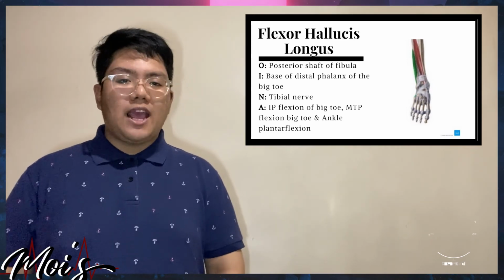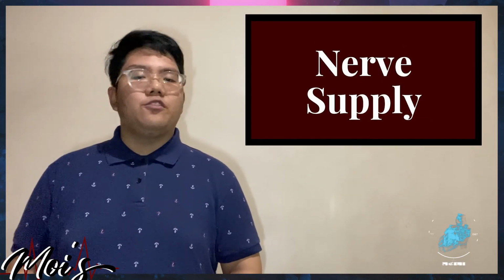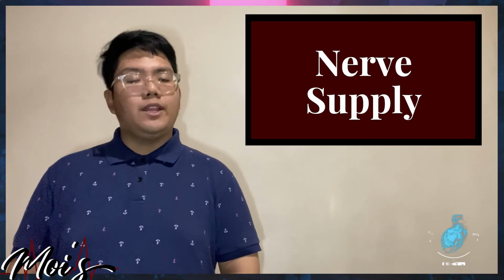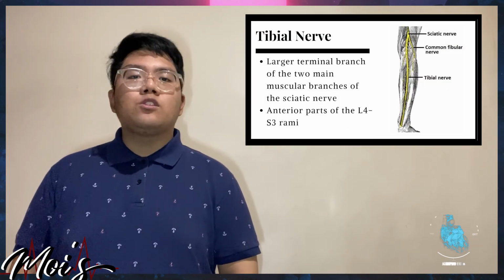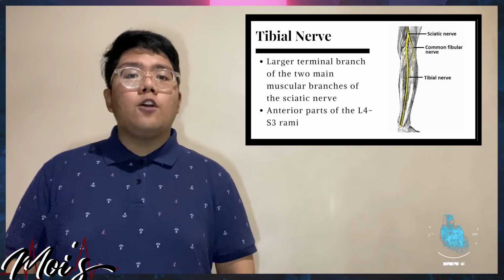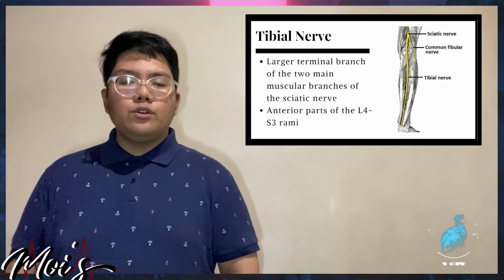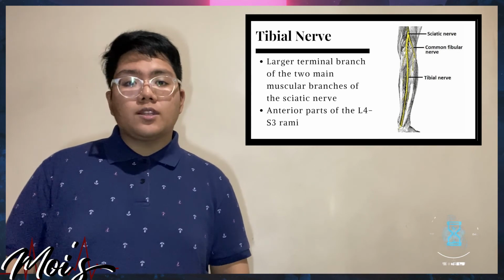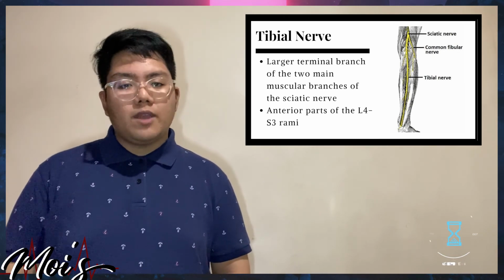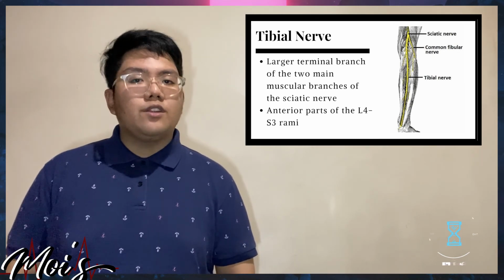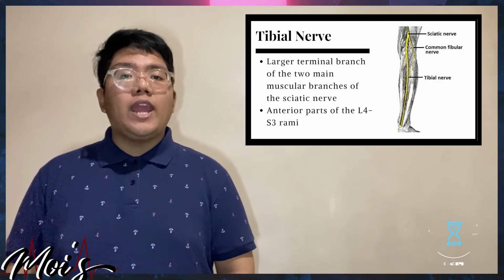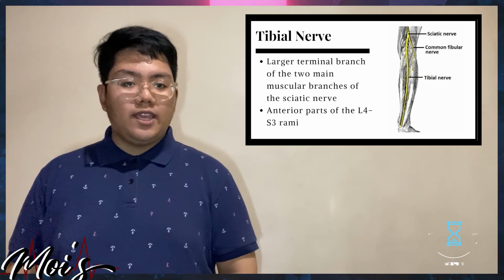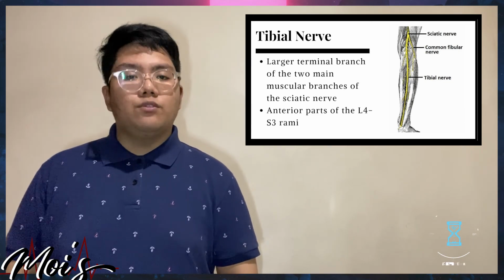Now for the nerve supply. The posterior compartment of the leg muscles is innervated by the tibial nerve. The tibial nerve is the larger terminal branch of the two main muscular branches of the sciatic nerve. The root of this nerve is from the anterior parts of the L4 to S3 rami. Injury to the tibial nerve can cause motor loss and altered sensation and pain to any of the areas it supplies, depending on the site of involvement.